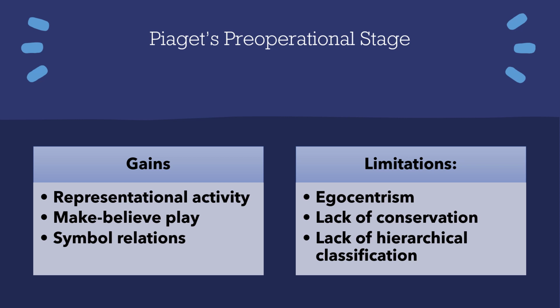They're also making increases in their symbol relations, which I already kind of talked about, understanding the symbolic nature of words, letters, numbers, etc. Some of the limitations that they face that they will have to overcome to move on to the next stage.